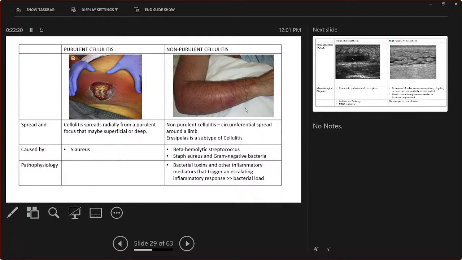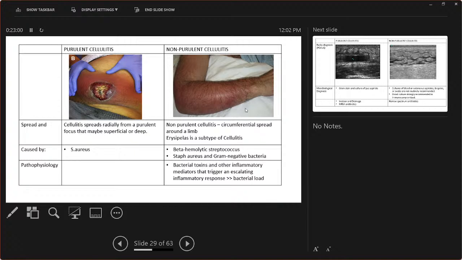This is the difference between purulent cellulitis and non-purulent cellulitis. Purulent cellulitis is the spreading bacterial infection of the epidermis, dermis, and soft tissue, but it will always have a purulent focus. So this is a furuncle which has spread into a cellulitis, abdominal cellulitis. Non-purulent cellulitis is a circumferential spread around the limb. The most common cause of purulent cellulitis is Staphylococcus aureus, whereas non-purulent cellulitis is Streptococcus.